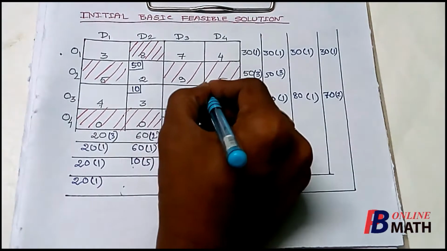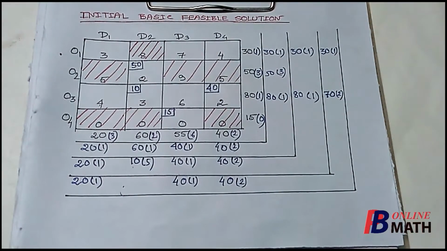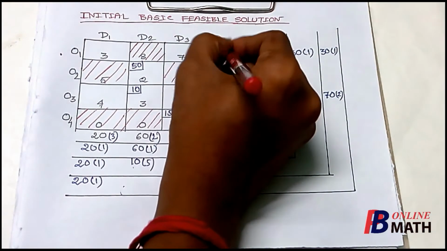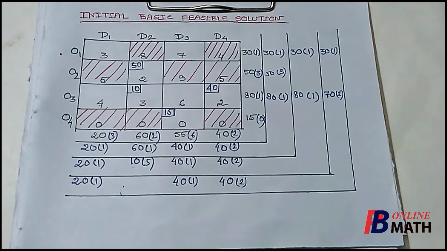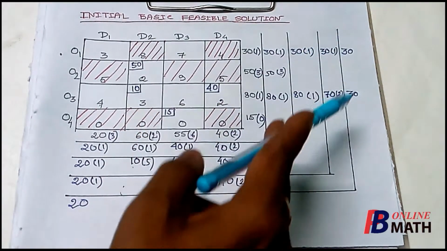So we can allocate 40 here. Now if we allocate 40 here, then the demand of the destination D4 is met, so we can simply cross off the remaining cell of the fourth column. Now we write the revised capacities and demands. We have written the revised demands and the revised capacities.